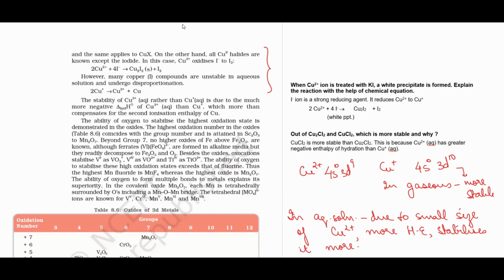The next point is, when Cu2+ ion is treated with KI, a white precipitate is formed. Explain the reaction. Iodide ion, being a strong reducing agent, reduces cupric ion to cuprous ion. So cupric changes to cuprous iodide, liberating iodine.